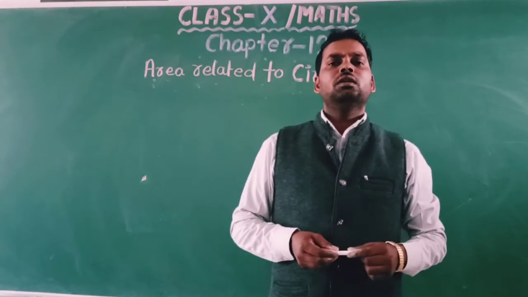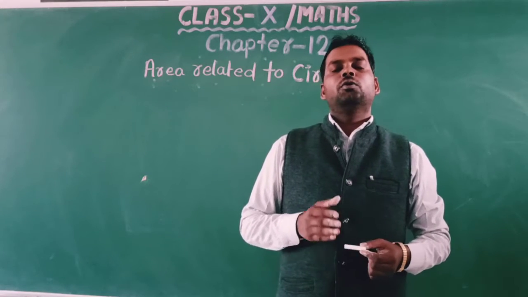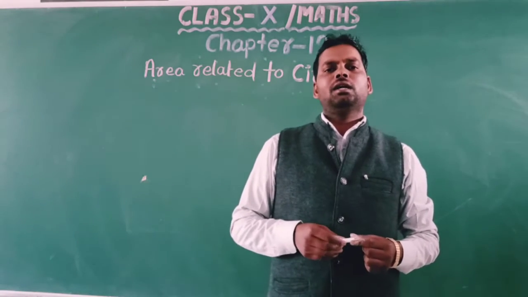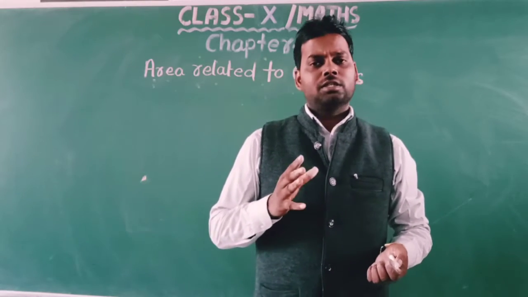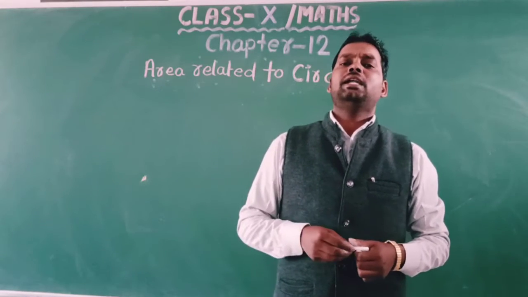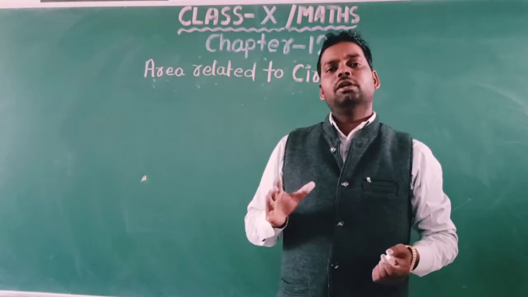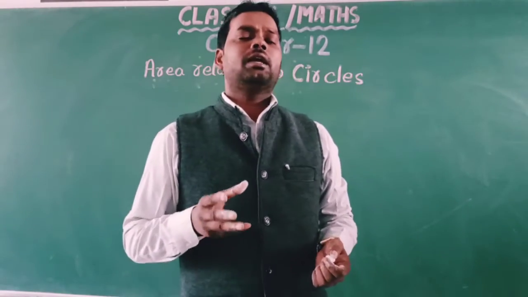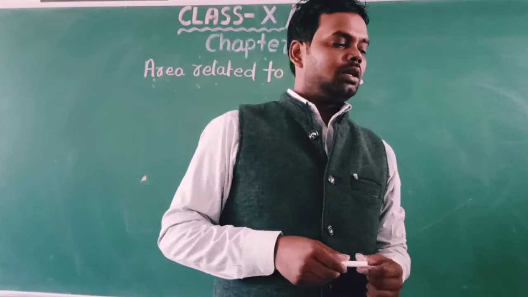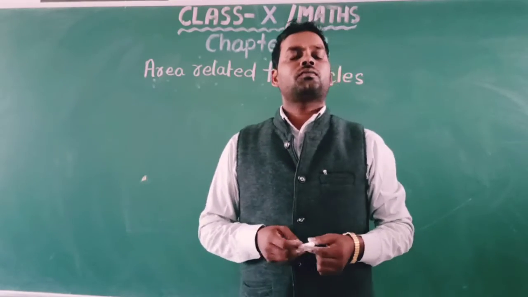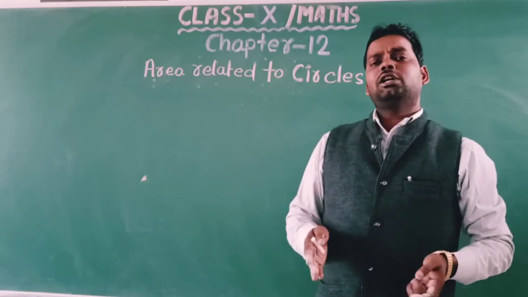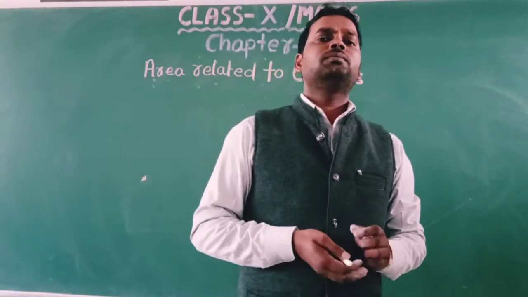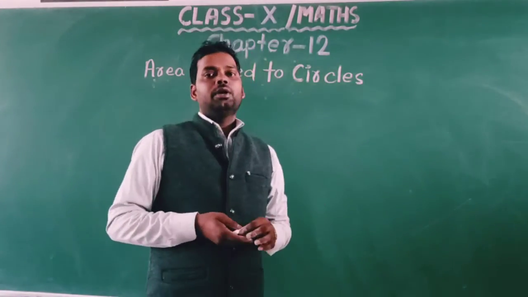Like a cycle wheel, a wheelbarrow (thela), and many designs in circular form, like bangles, brooches, washers, papad. So these are figures in the form of a circular shape.